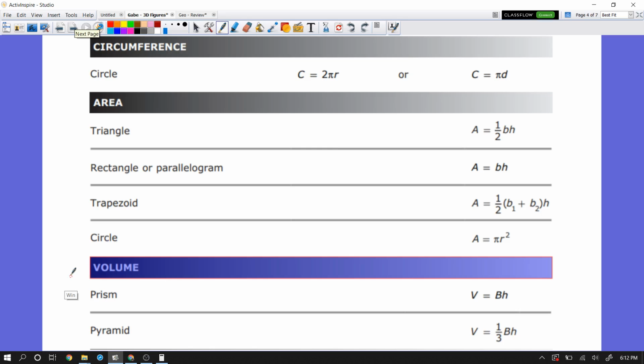Went ahead and got volume set up for you. This is what it's going to look like on your formula chart. So a prism: capital B means area of the base of a three-dimensional figure. I'll help you define that, and that's not a big deal. A pyramid is going to be 1/3 the volume of a prism.